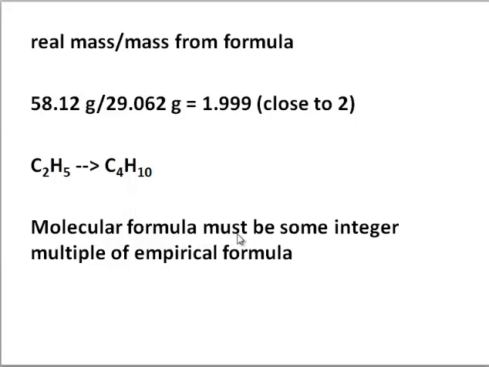A molecular formula must always be some integer multiple of the empirical formula. Another way of saying that is when you take the real mass, which you obtain from some experimental data, and divide by the mass from the formula, you will always get a whole number: 1, 2, 3, etc.